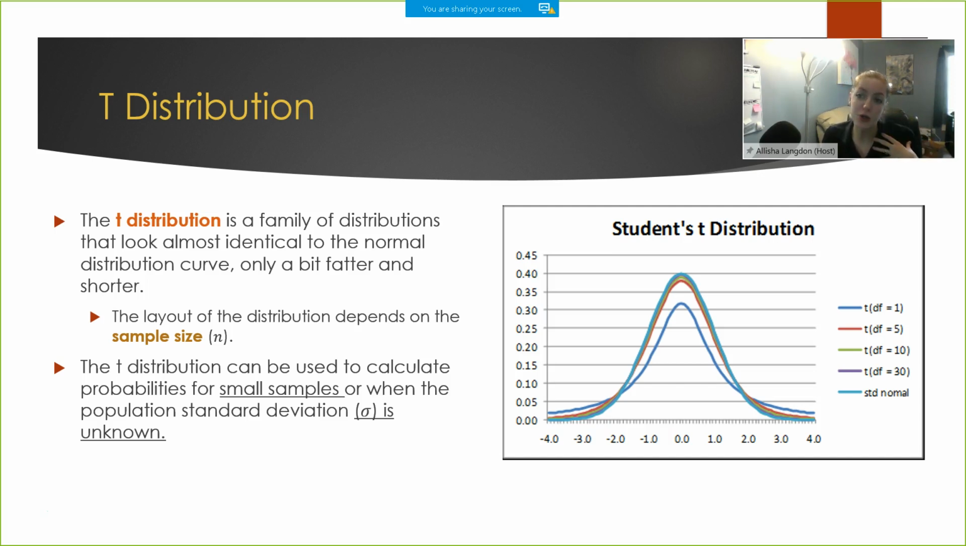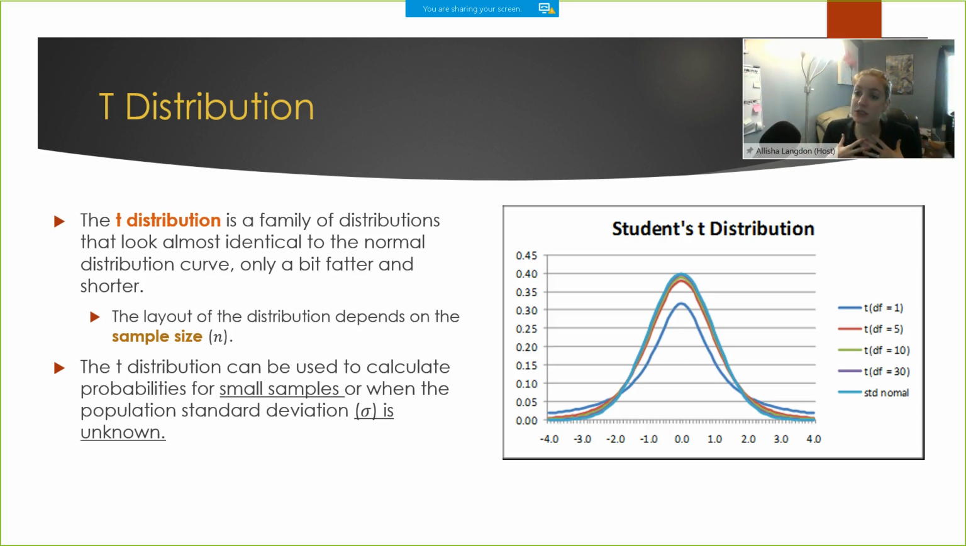The whole reason we're going to use the t-distribution is because we don't know the population standard deviation. Okay, so remember this little sigma guy? He means population standard deviation. So we're going to use the t-distribution when we don't know the population standard deviation, or the standard deviation as it applies to everybody in the population.